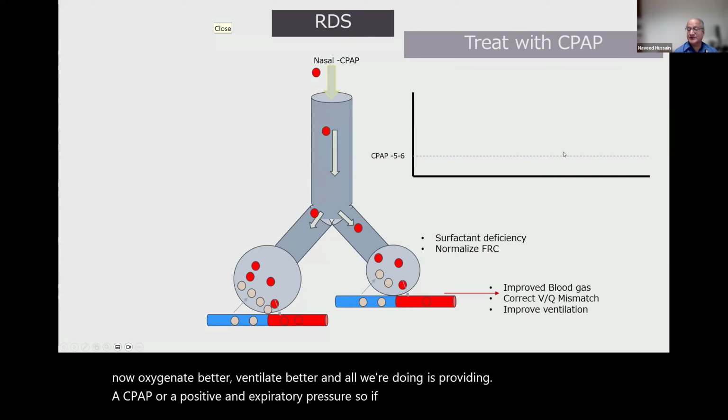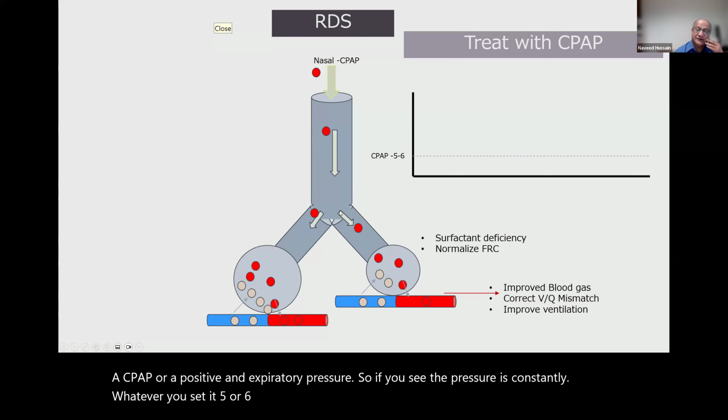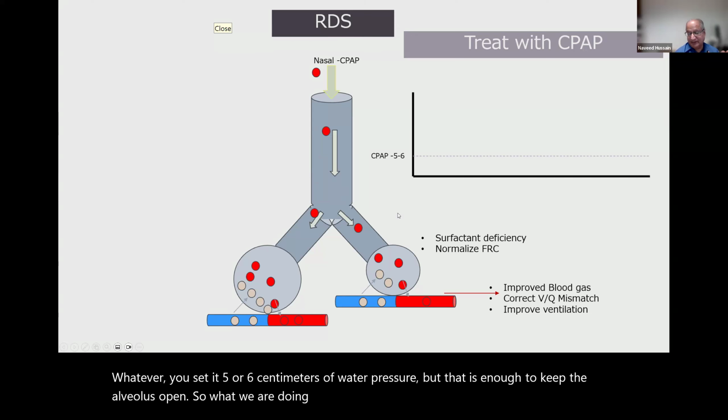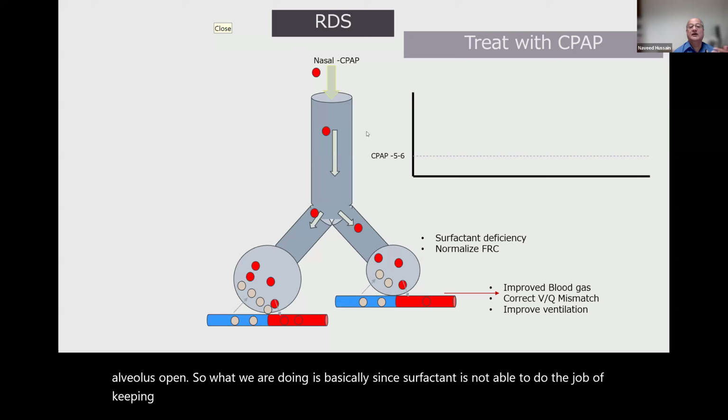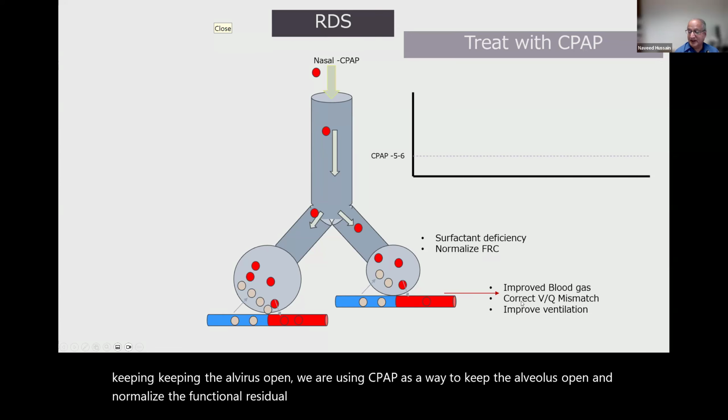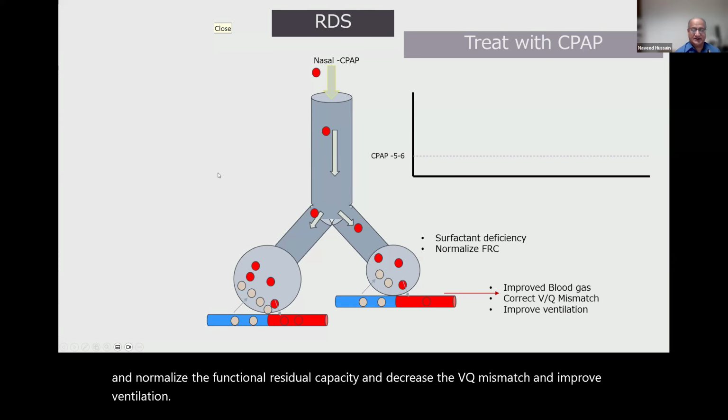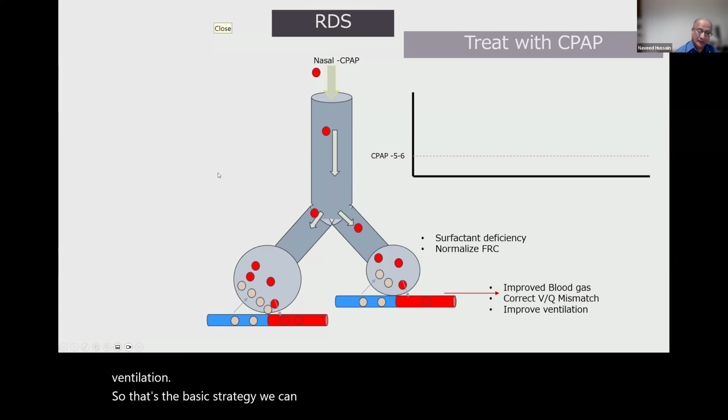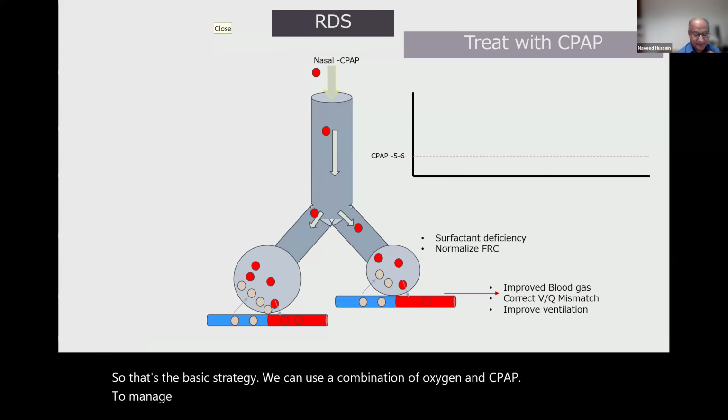So if you see, the pressure is constant, whatever you set it, 5 or 6 centimeters of water pressure, but that is enough to keep the alveolus open. So what we're doing is basically, since surfactant is not able to do the job of keeping the alveolus open, we are using CPAP as a way to keep the alveolus open and normalize the functional residual capacity and decrease the VQ mismatch and improve ventilation. So that's the basic strategy. We can use a combination of oxygen and CPAP to manage respiratory distress syndrome.